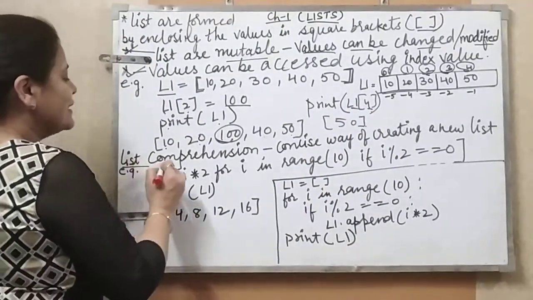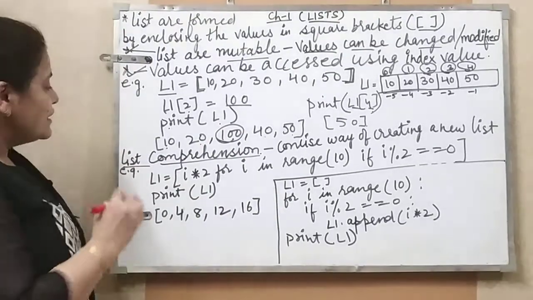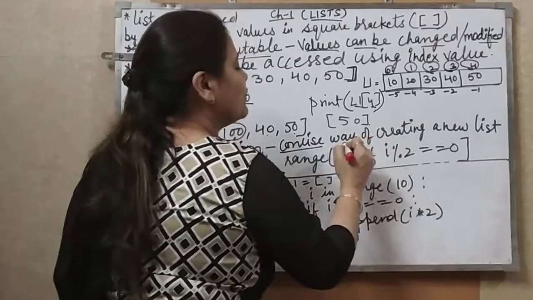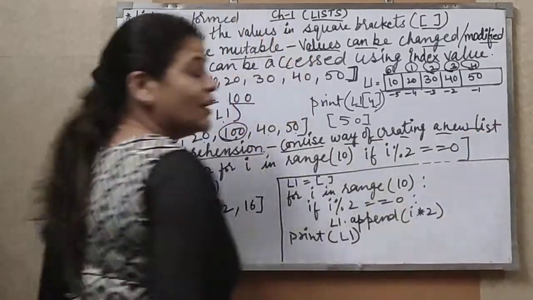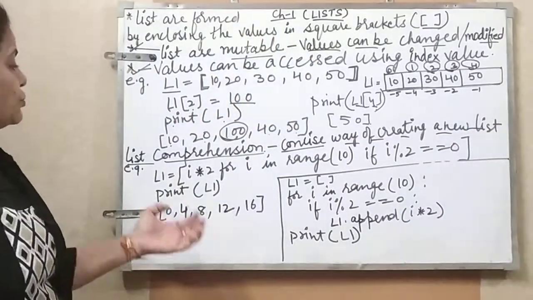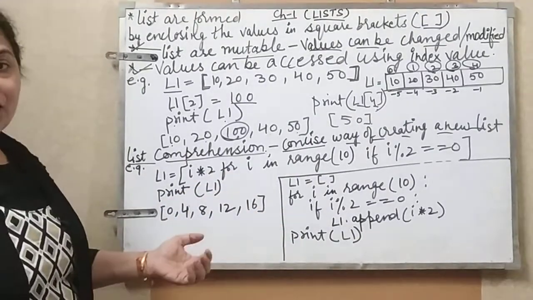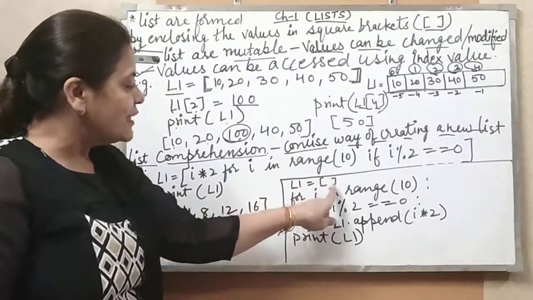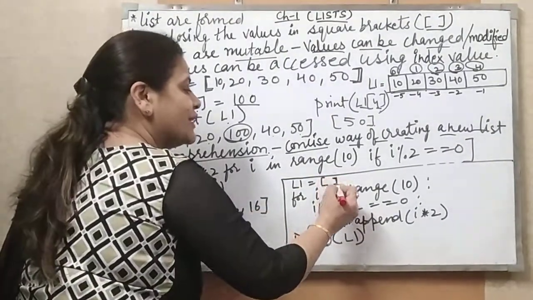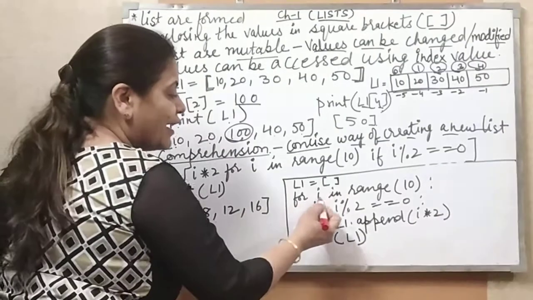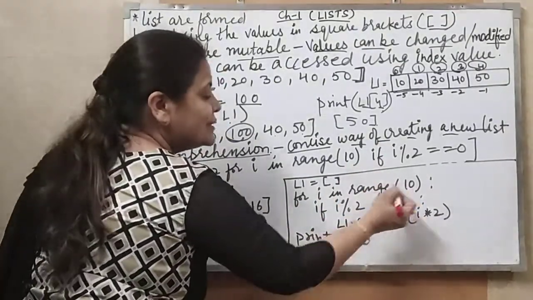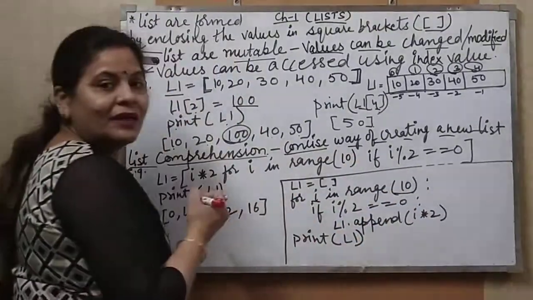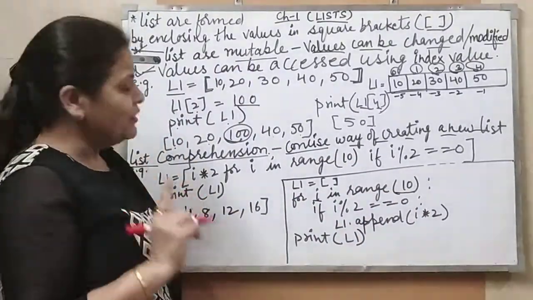Next point is list comprehension. List comprehension means the concise way of creating a new list. Now, if I want to create a list using my for loop, if condition and all, what I have to do is write my commands like L1 is equal to a blank list. For i in range 10, which means that the value of i will be from 0 to 10. And the step value in this loop will be 1.